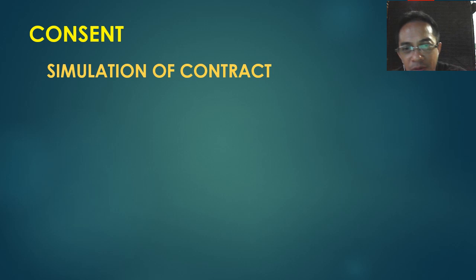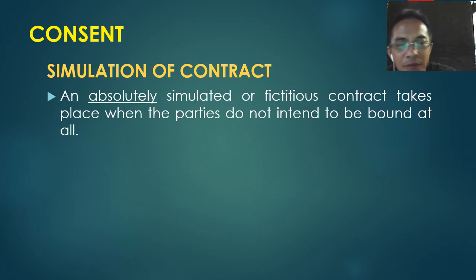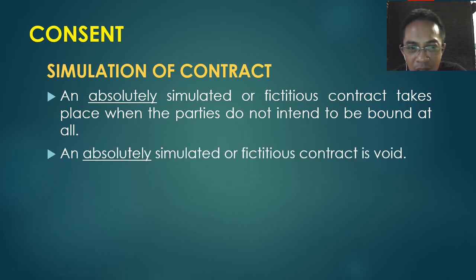Okay, simulation of contract. An absolutely simulated or fictitious contract takes place when the parties do not intend to be bound at all. That is why an absolutely simulated or fictitious contract is void. Void meaning wala, hindi, nothing. It is nothing. There is no contract. Basta absolutely simulated. Simulated is gawa-gawa lang.